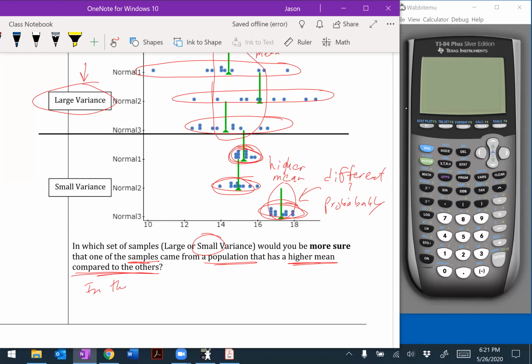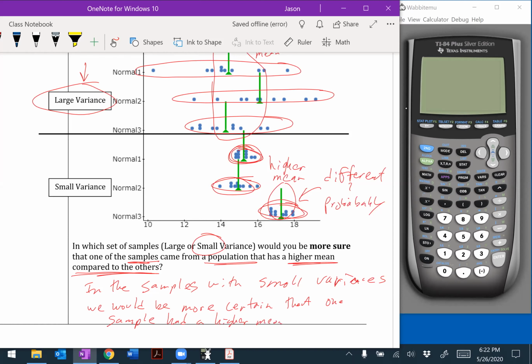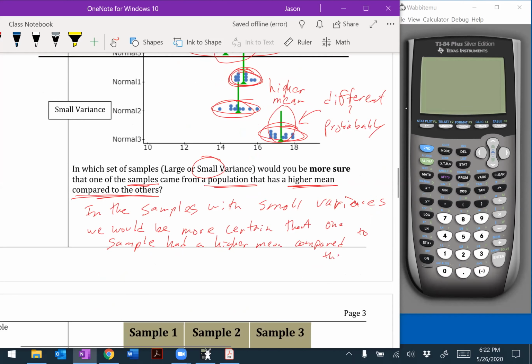So in the samples with small variances, we would be more certain that one sample had a higher mean compared to the other two.